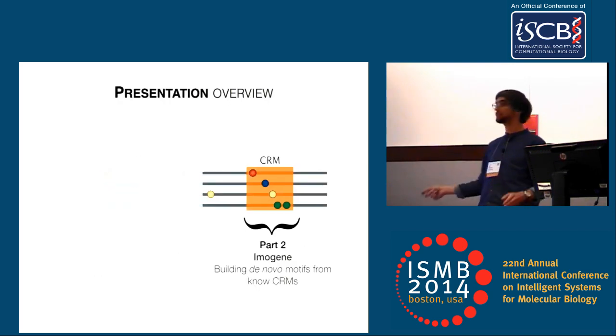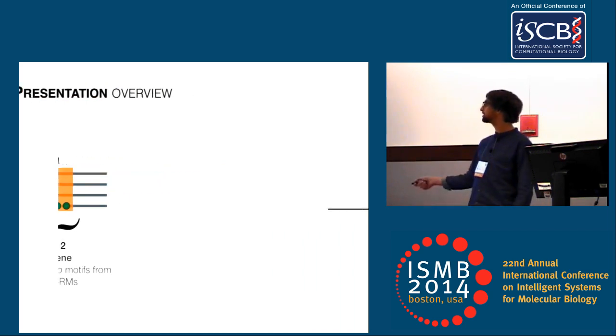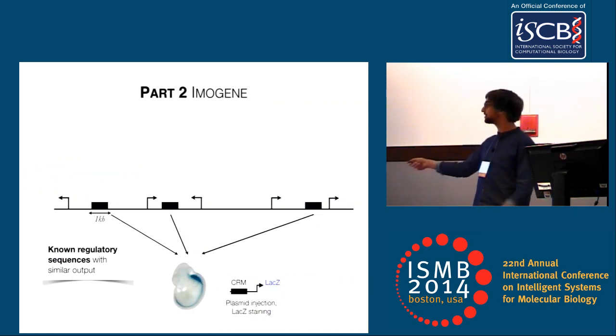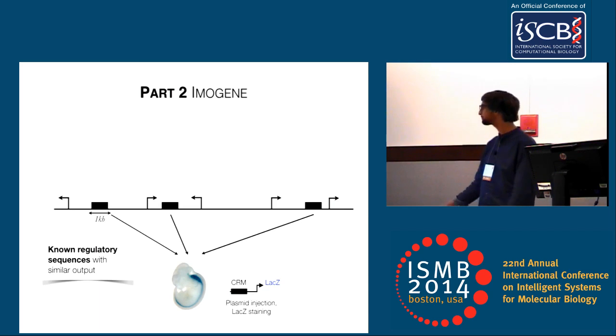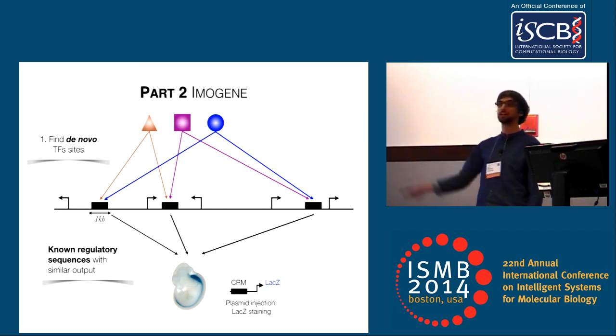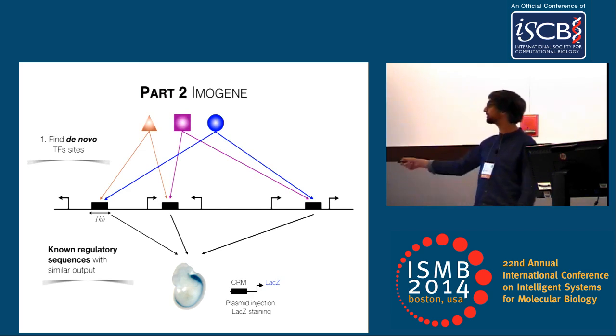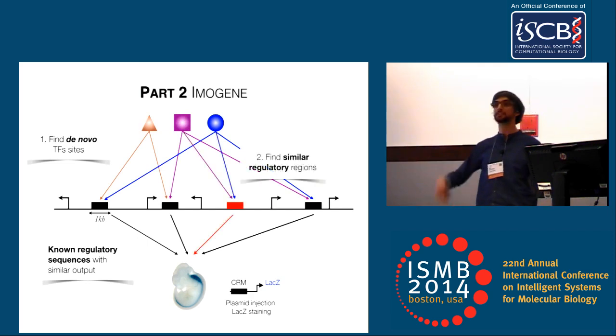And so the second part I want to talk about is a different point of view. This time you don't know the transcription factors, you don't know the models. What you know are regulatory regions, CRMs, that have a similar output. For example, these CRMs all have an activity in the neural tube at maybe E10 in the mouse. All right? And what we want to do is first find the common co-regulators of these CRMs, and using these common co-regulators, we want to find CRMs with a similar activity in the genome.